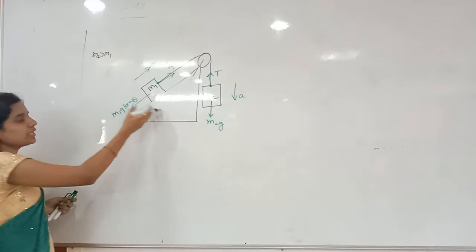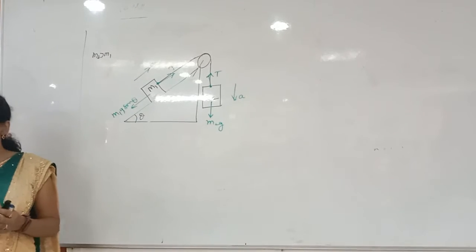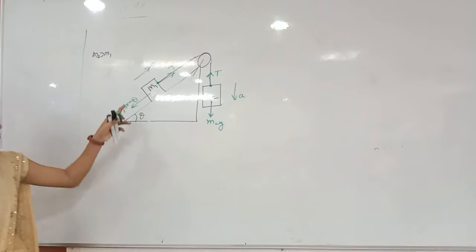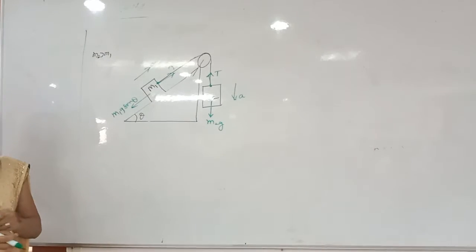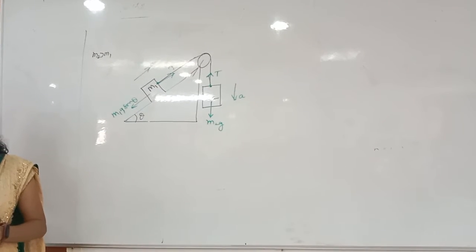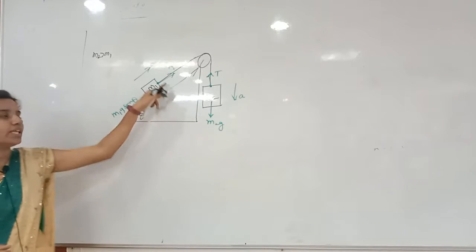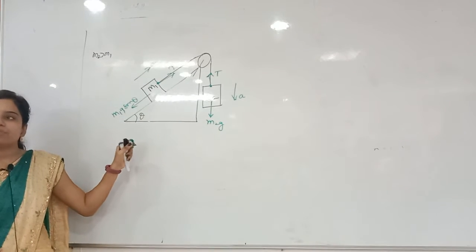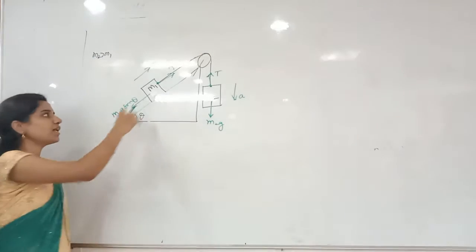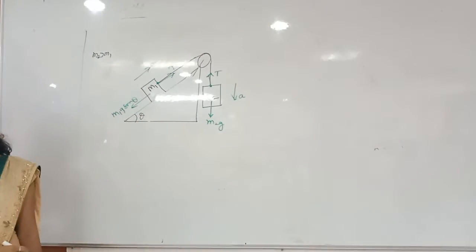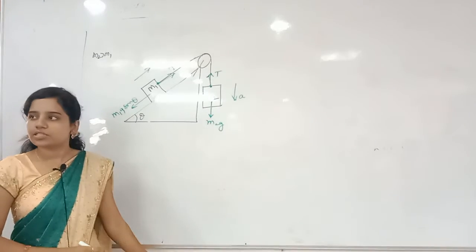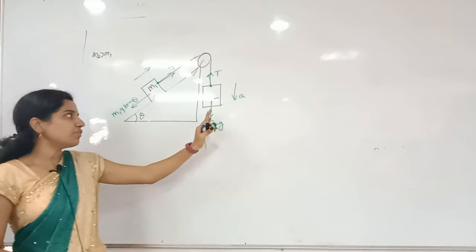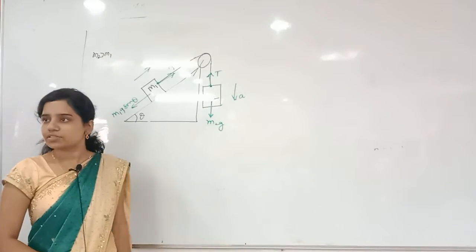Why are we not considering the perpendicular forces for m1 here? We are not at all necessary with that. Why? Because it is moving only on the inclined plane. It is constrained. Constrained means what? Restricted. It is restricted to move only on the inclined plane. So you have to take the forces which are acting along the inclined plane only. And this one is constrained to move only in the vertical direction, so you have to take all the forces acting in the vertical direction.